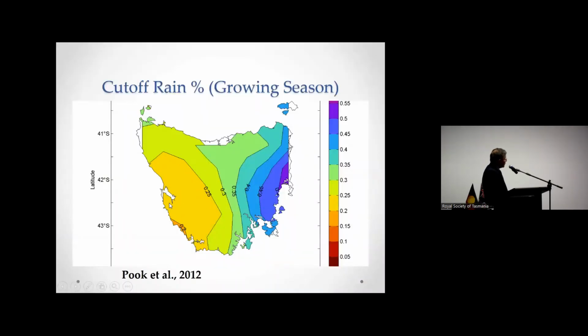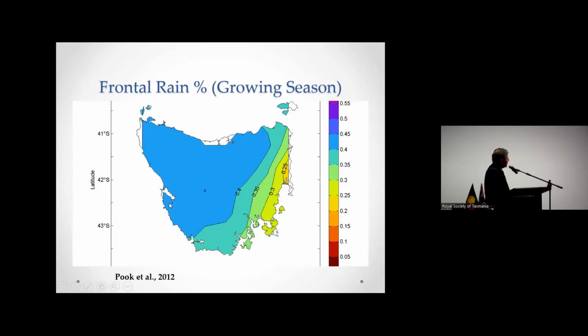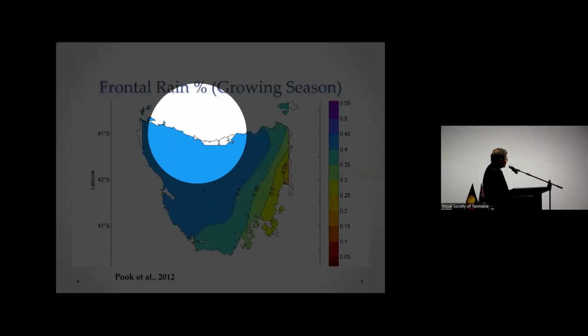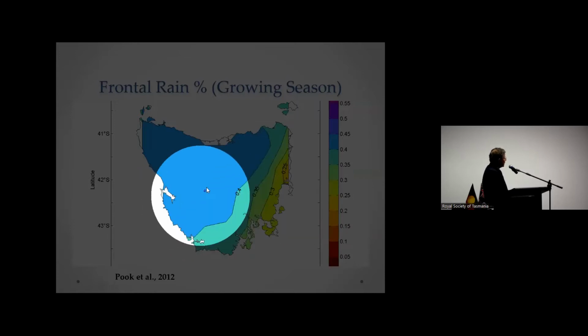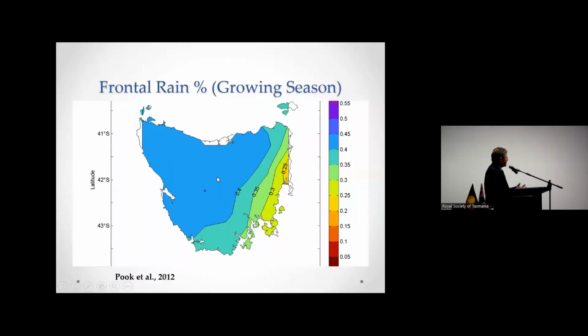But then if we look at frontal systems, which is actually an important source of rain for the Launceston area and the northern Midlands, then you see that the frontal systems are particularly important in this area, whereas on the east coast they're less important. So this is essentially climatology of those systems, and I hope that you can see how we're moving from weather to climate and climatology as we go.